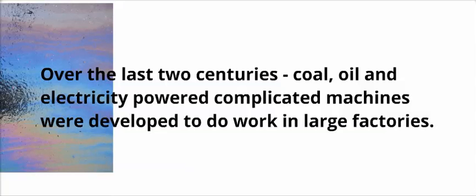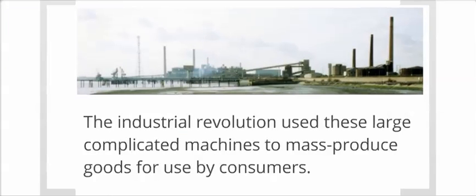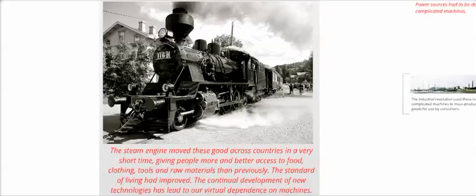to do work in large factories. The Industrial Revolution used these large and complicated machines to mass-produce goods for use by customers. This is where Henry Ford developed the factory method, where one person would do one thing and then the next person would do the next thing, and they would go passing through a series of steps, and that's where the factory method came from. So now, rather than having people doing those little steps, they would have machines to do these things.